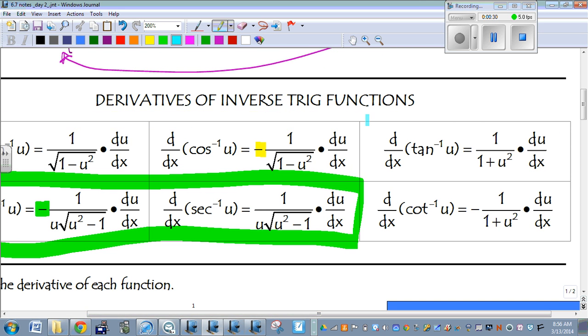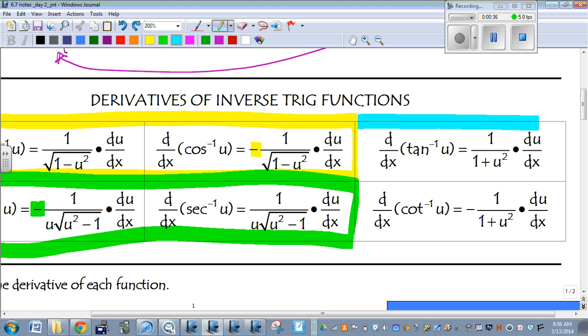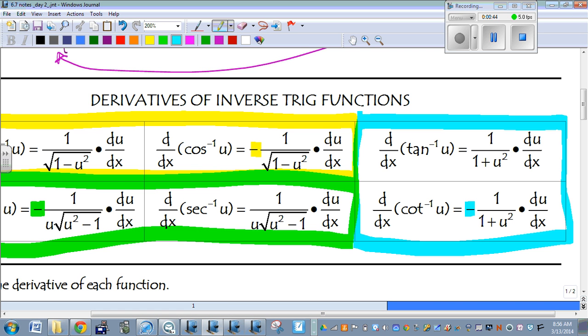If you look at inverse cosecant and inverse secant, they are the same except the inverse cosecant has a negative. And our last one, inverse tangent, inverse cotangent, are the same except inverse cotangent has a negative. So really, if you can remember three of them, you remember the other three just by putting the negative in front of them, right? Notice the C's, the cosine, cosecant, cotangent, those are the ones that are negative, kind of like with our regular derivatives.